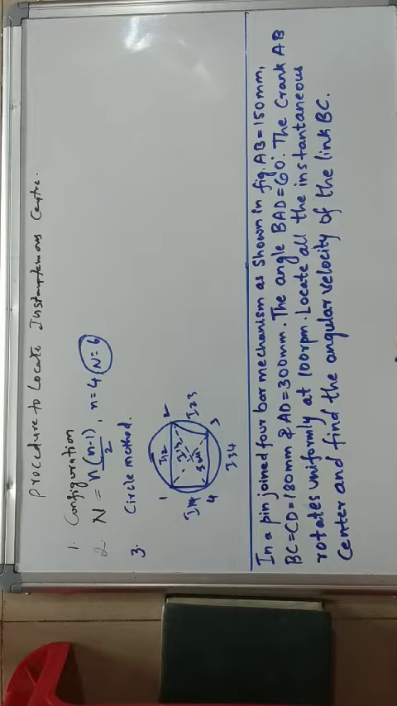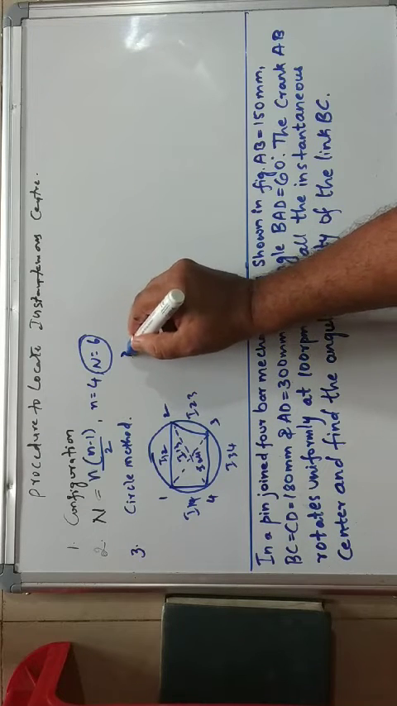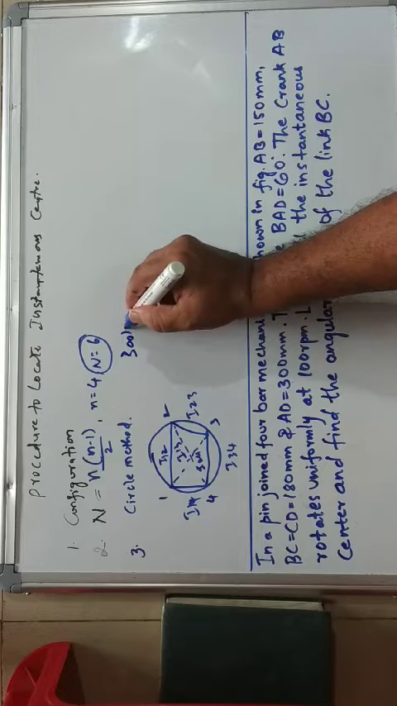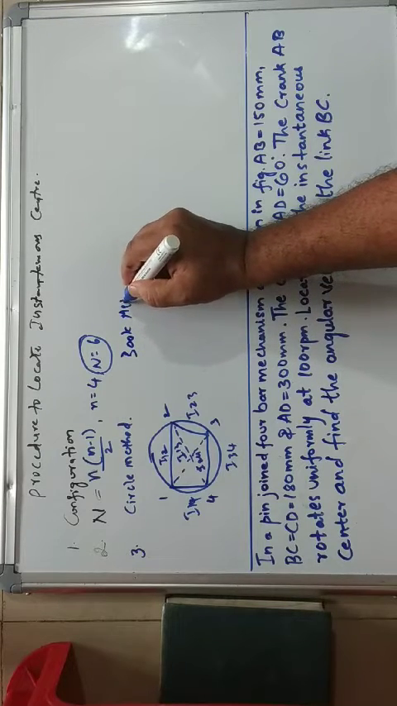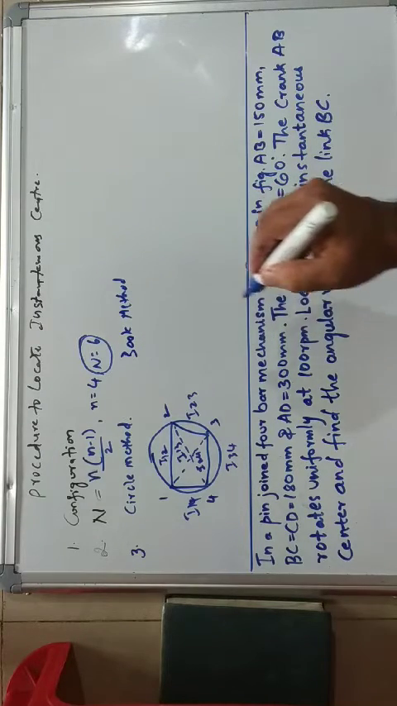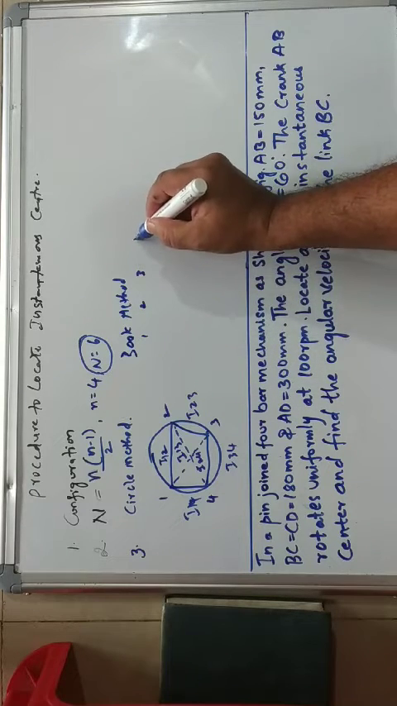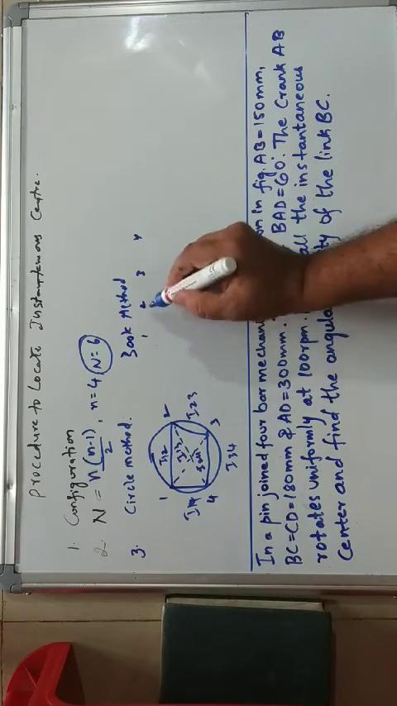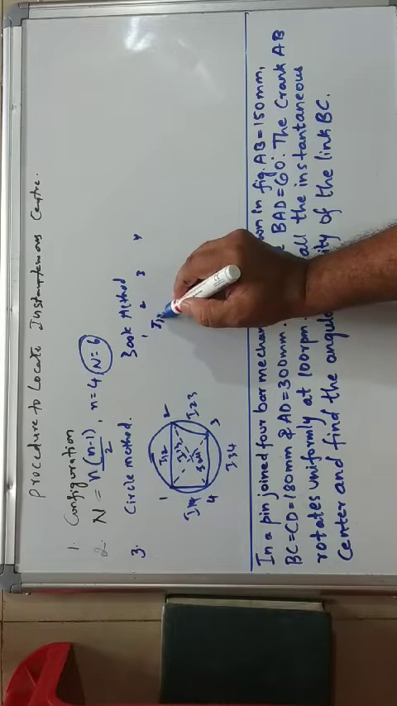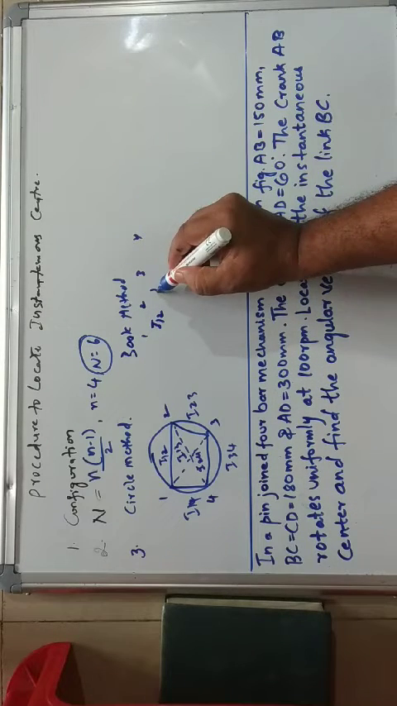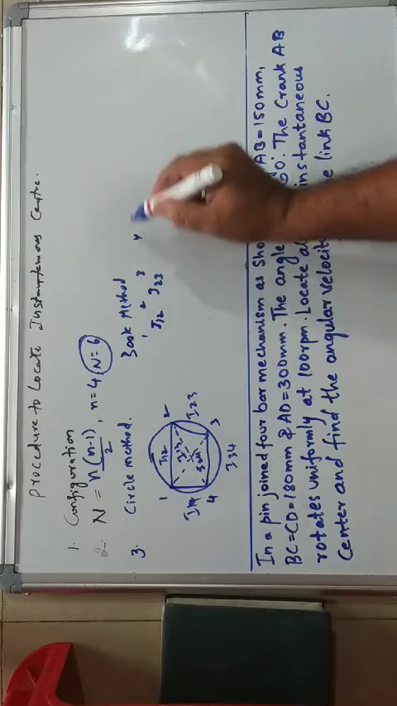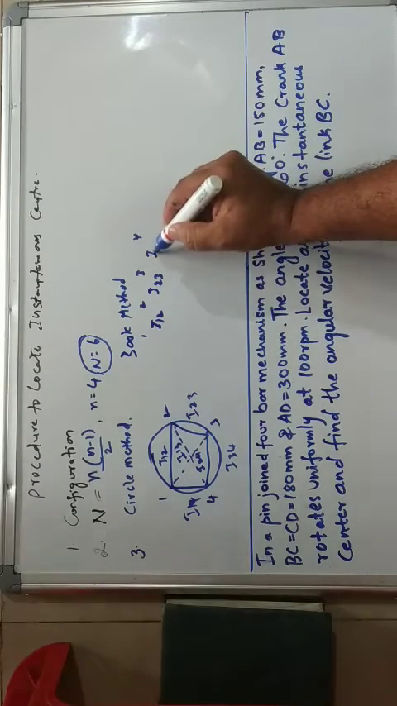The second method we call the bookkeeping method. In the bookkeeping method, we just write 1, 2, 3, 4. So 1 and 2 is I12, 2 and 3 is I23, 3 and 4 is I34.